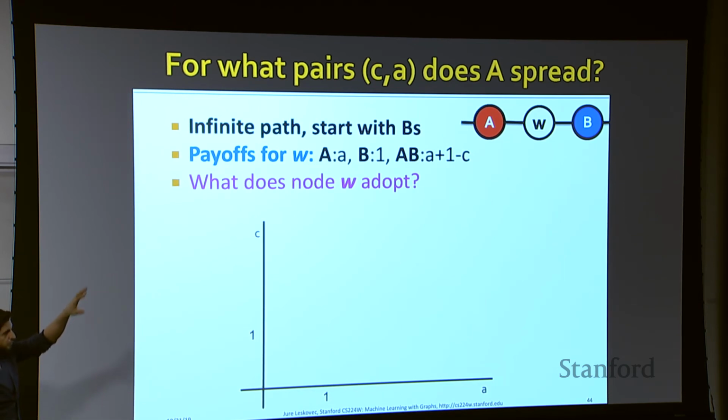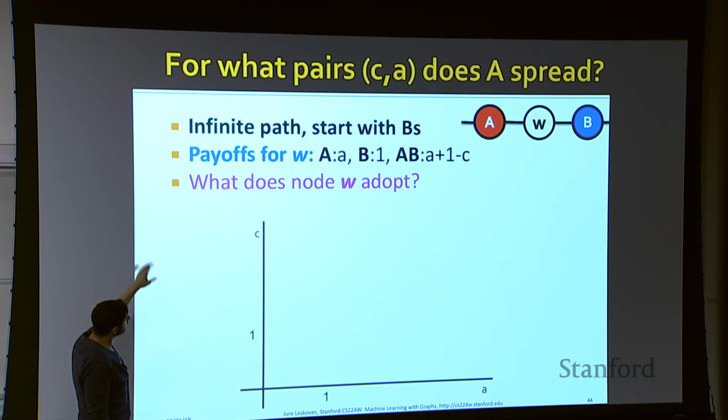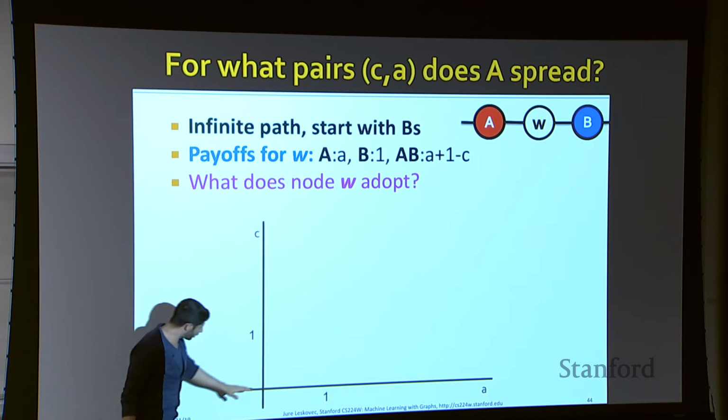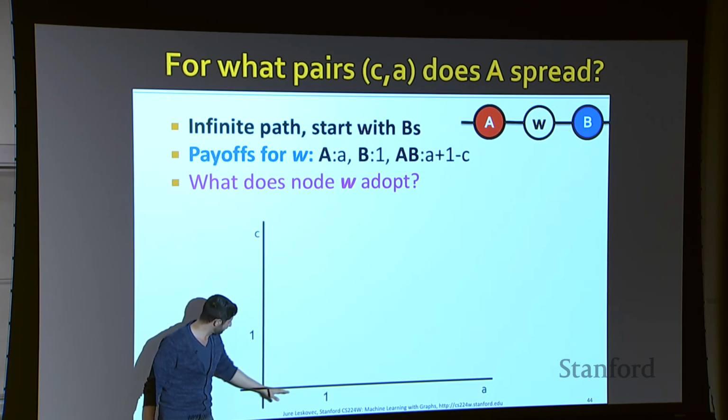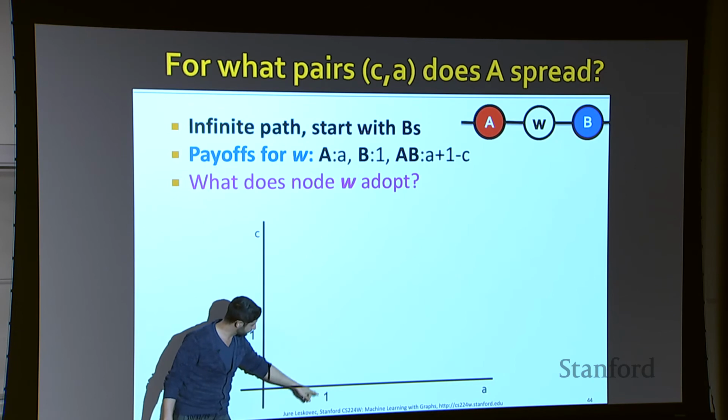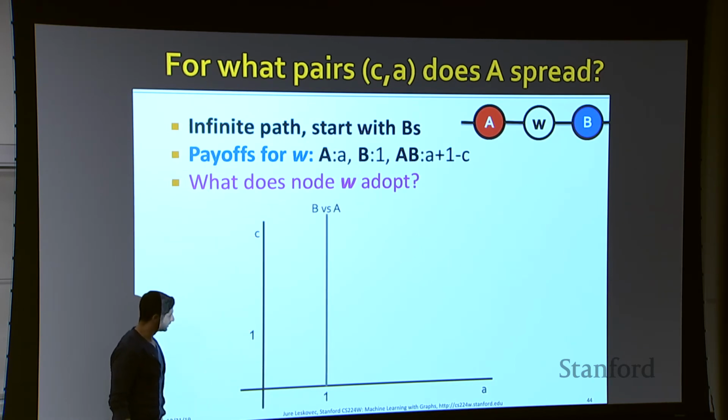Always keep your eyes on the top right so that you know which case we're studying. The payoffs, we clarified them already. Now, what does node W adopt in this case? On the x-axis, we have the A payoff, and on the y-axis, we have C as the cost. And these are the values for 1. So how are we going to solve this?